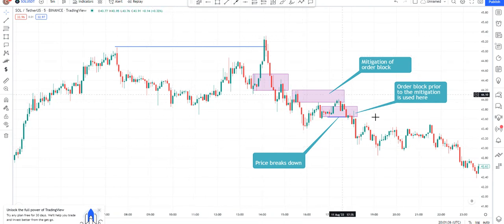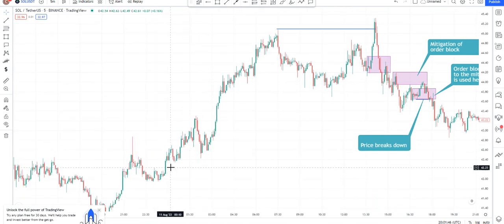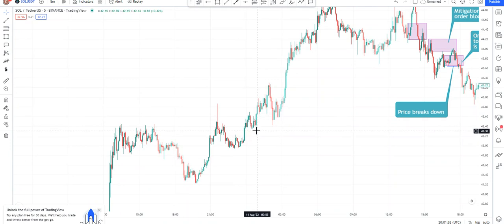It is different from a mitigation block. So that's a breaker block. Let's find one more example of a mitigation block before we move on to the last ones. So this class has been quite long.